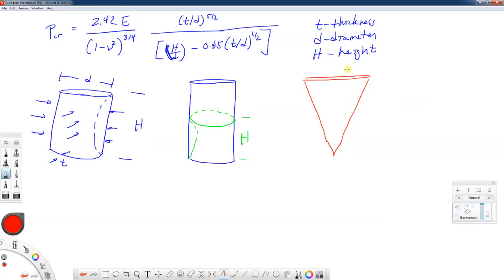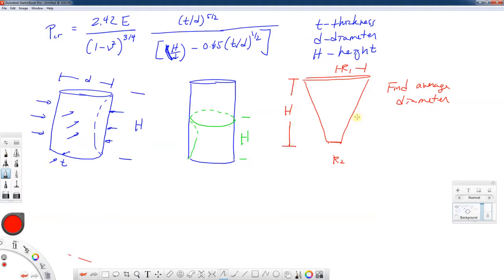So if you have a cone and the top is R1 for the radius and the bottom is R2, maybe it's a truncated cone. Let's draw it as a truncated cone. Well, then you can find an average radius and an average diameter. And you can use that in this equation, again with the wall thickness and the height of the cone instead of the height of the cylinder.